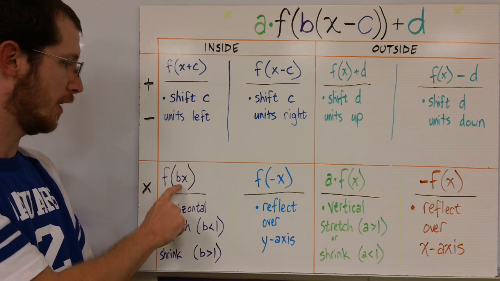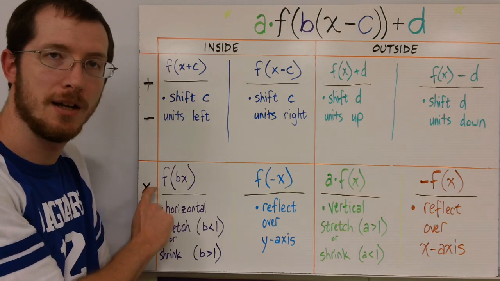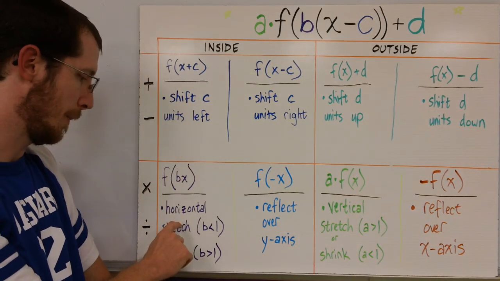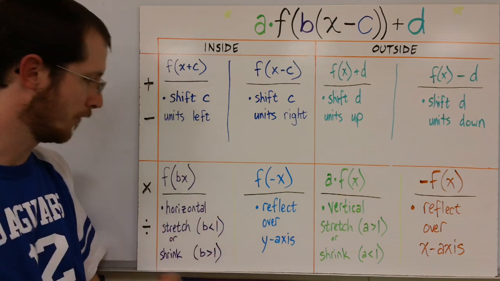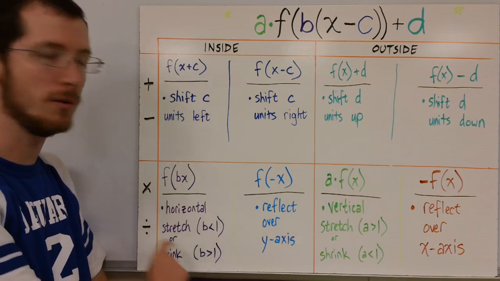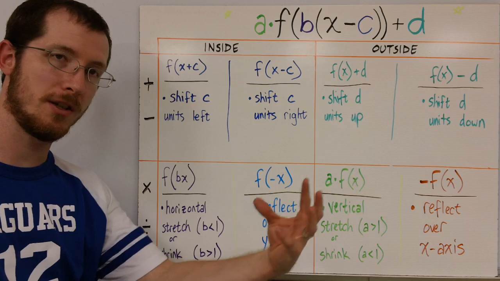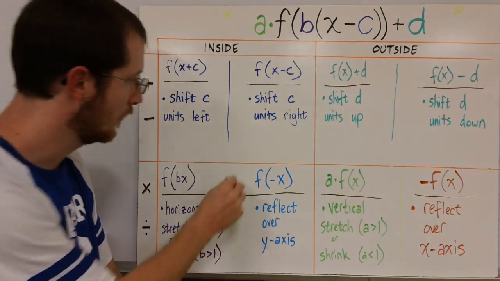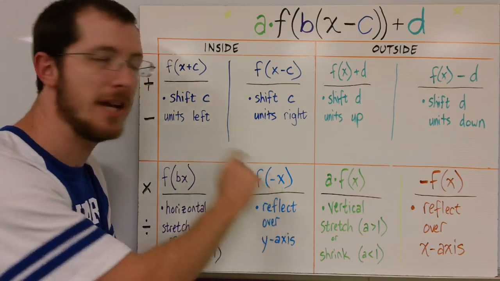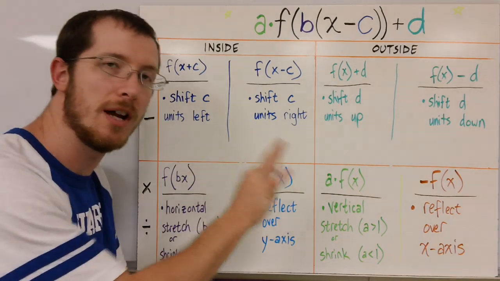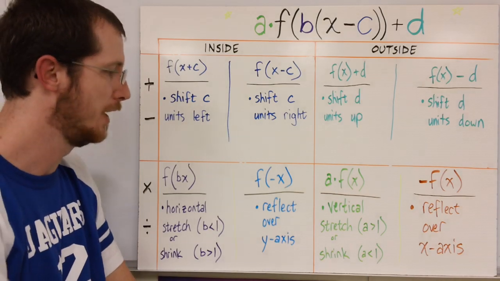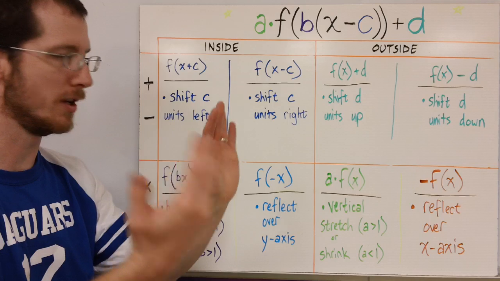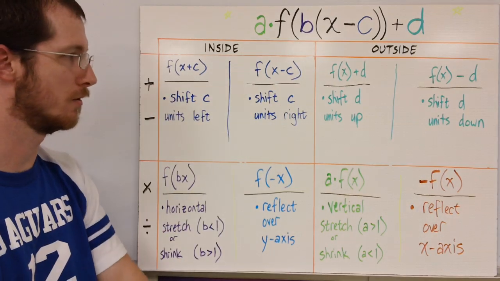If we have f of b times x, so if we have some coefficient in front of x, then that's going to be a stretch or a shrink horizontally, and it's going to depend on what our b value is. If it's less than 1, it's going to stretch it. If it's greater than 1, it's going to shrink it or compress it. All right, if we have f of negative x, so if we have a negative directly affecting that x variable, then it's going to reflect over the y-axis. You can think of it as a horizontal reflection or turn.